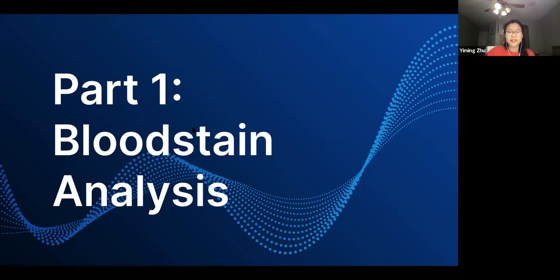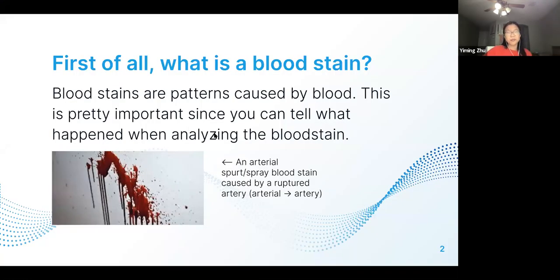Okay, so let's start. Overall, what is a bloodstain? A bloodstain is a pattern caused by blood. Like over here, this is an arterial spurt, which comes from when you puncture an artery, and when your heart beats, it produces pressure, so your blood sprays onto something, creating this kind of bloodstain. These are really important in forensics because you can tell what happened, like if there was a gunshot or something like that, by analyzing it.